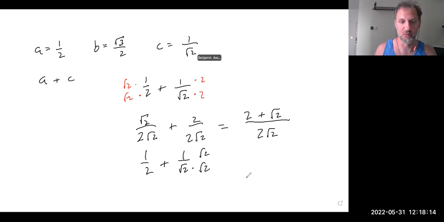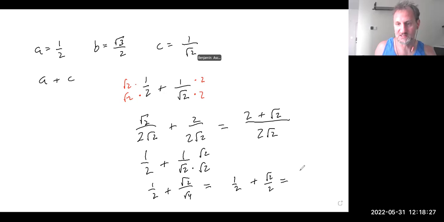Well, that's the square root of 4. So this is 1/2 plus square root of 2 over the square root of 4. But what's the square root of 4? It's just 2. So it's the square root of 2 over 2. So I think most people would agree this is a simpler version of this.